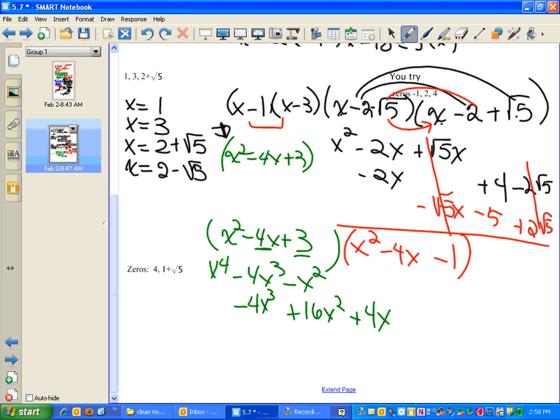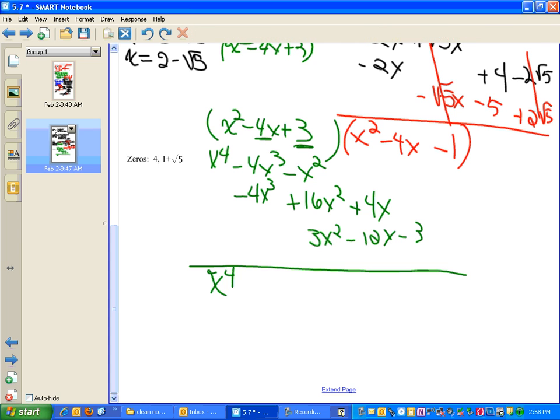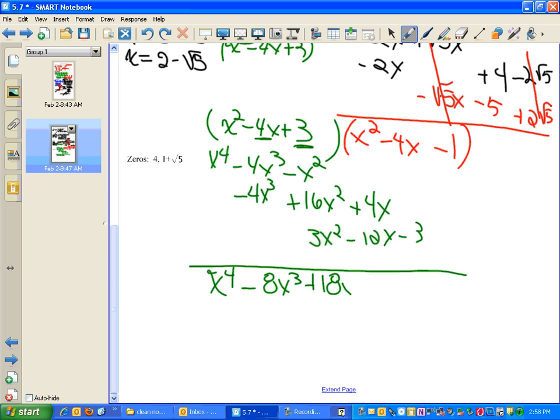And then I'm going to distribute the 3. 3x squared minus 12x minus 3. And my final answer is x to the 4th minus 8x cubed plus 18x squared minus 8x minus 3 is what f of x equals. So anytime you have a conjugate, multiply those conjugates together first to eliminate anything funny. The square roots and the i's.